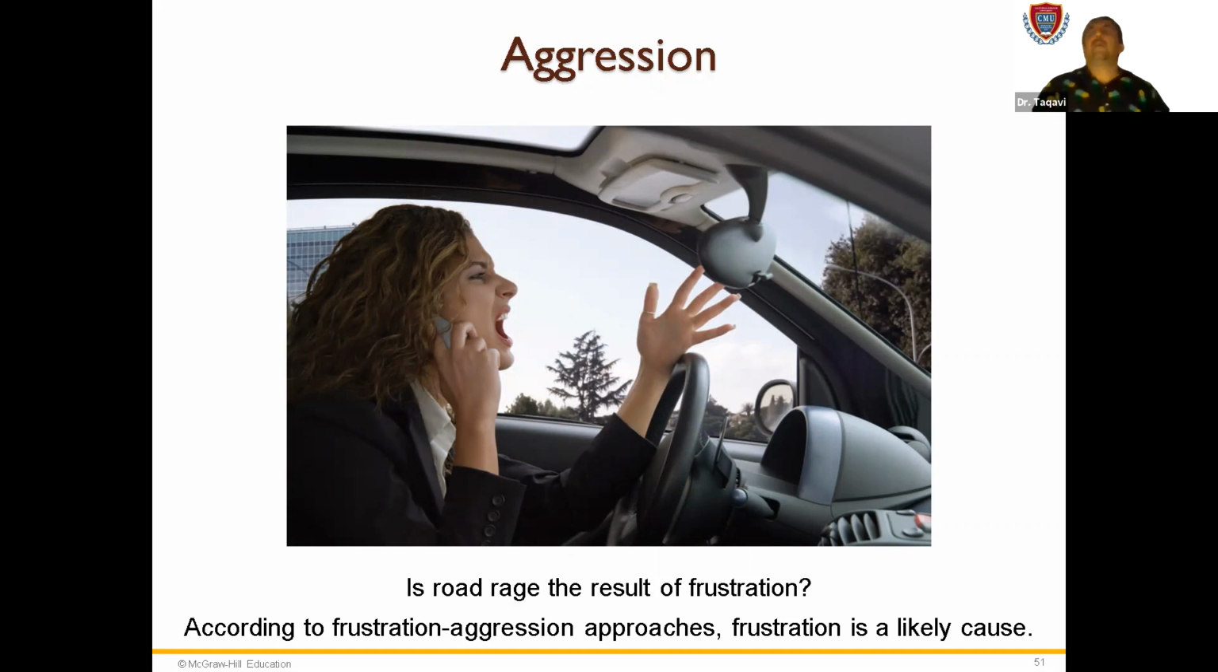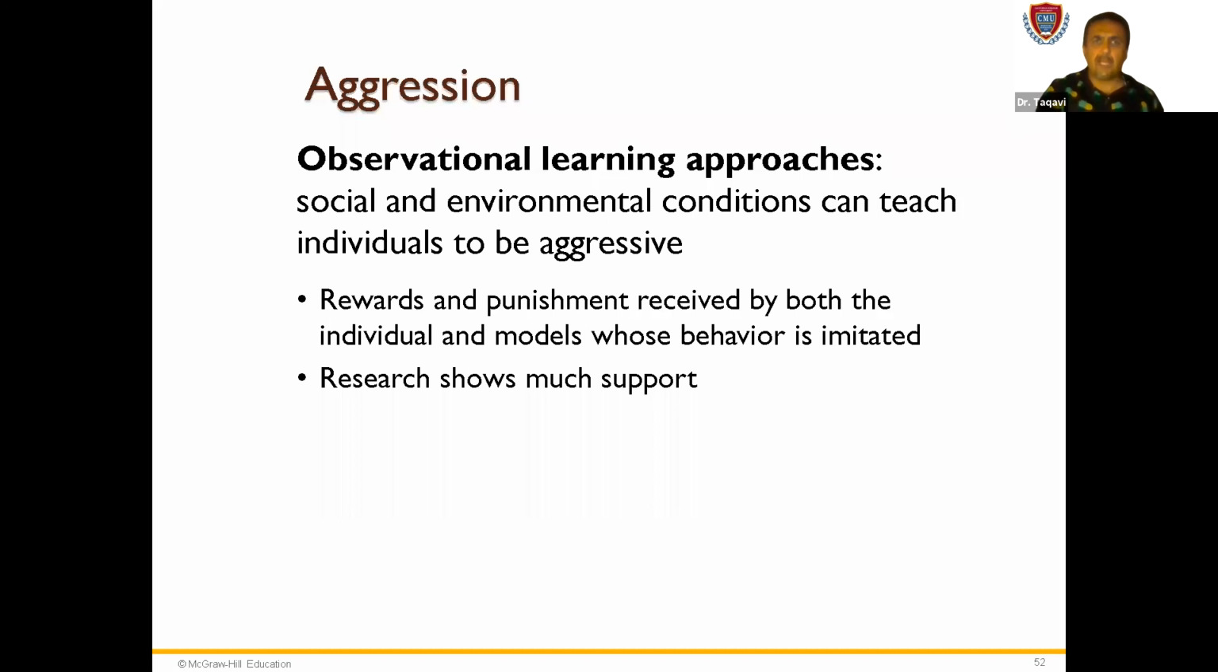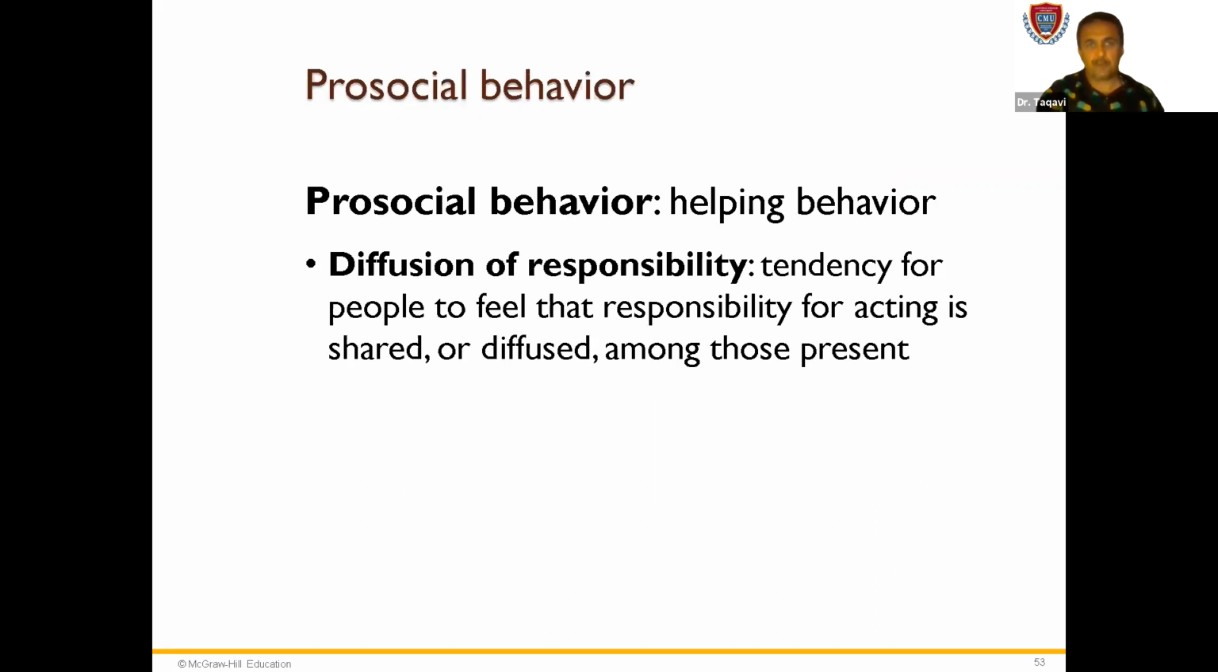Only they have some character assassination in you. And also aggression: observational learning approaches in aggression say social and environmental conditions can teach an individual to be aggressive, especially from your parents. Rewards and punishment are received by both the individual and the models whose behavior is imitated. Research shows some support. And what is pro-social behavior?